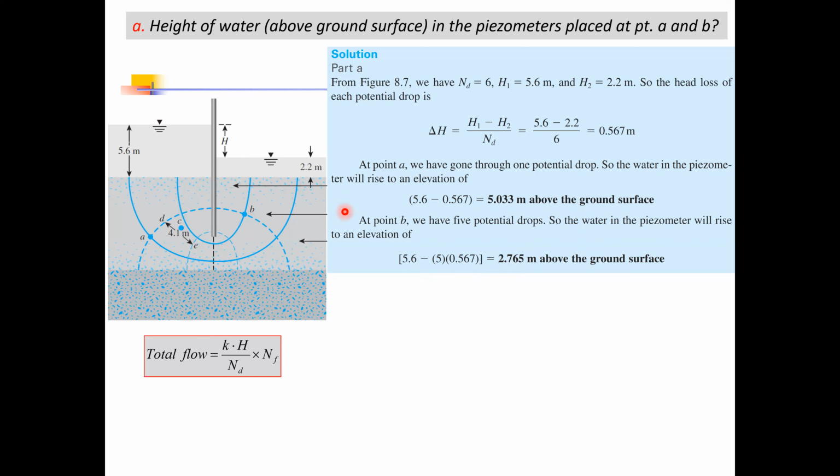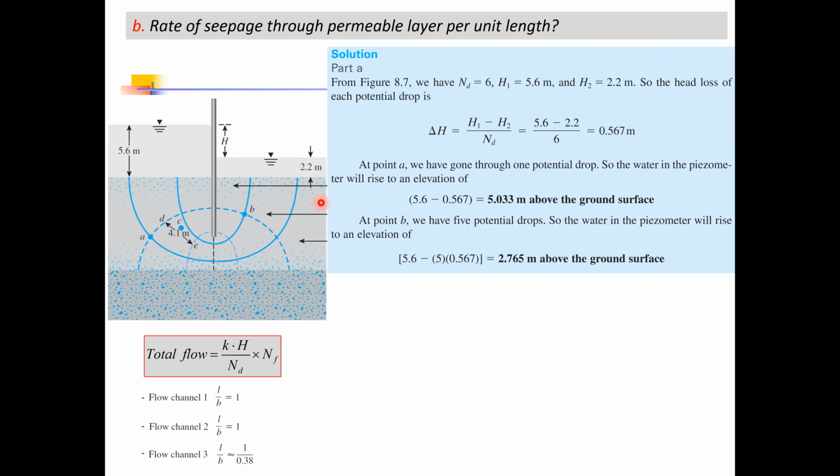What these two answers mean for us is that if we install a piezometer at point A, the height of water in the piezometer will be 5.033 meters. Similarly, if we install a piezometer at point B, the height of water in piezometer B would be 2.765 meters. So this is quite simple how we can determine the total head, and how we can determine the piezometer level at each point. Let's look at the second part of the problem.